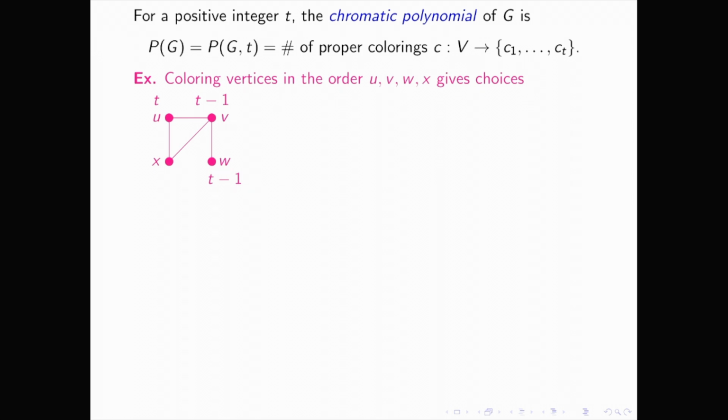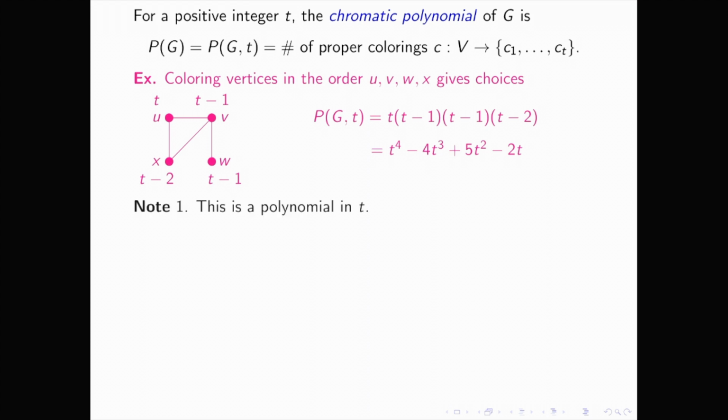What about X? Well, hopefully you can see that there's T minus two choices here. Why? X is adjacent to both U and V, and we know U and V are different colors because they're connected. So that leaves T minus two choices for X. So what's the total? The total is just the product of these linear factors. And if you multiply that out, you get T to the fourth minus 4T cubed plus 5T squared minus 2T. Lo and behold, this is a polynomial in T. Now, this, of course, does not prove that this is always a polynomial in T, but we're going to do that shortly. But at least it works in this example.